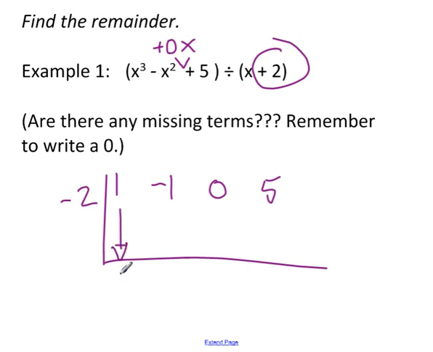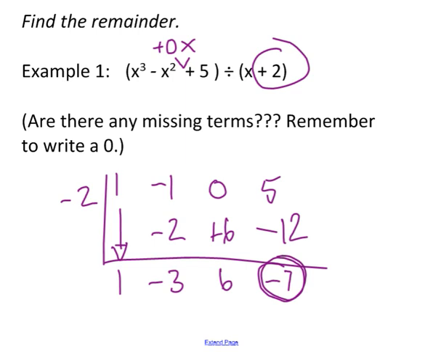Alright, so our negative 1 comes down here. Negative 2 times 1 will be negative 2. Makes negative 3. Multiply by the negative makes positive 6 here. And then negative 12. Come on. My pen is acting crazy. And minus 7. So what is our remainder? The remainder is minus 7.